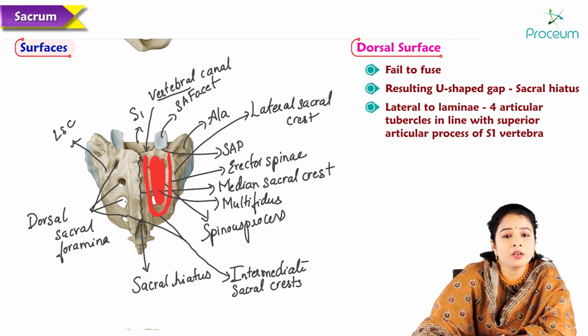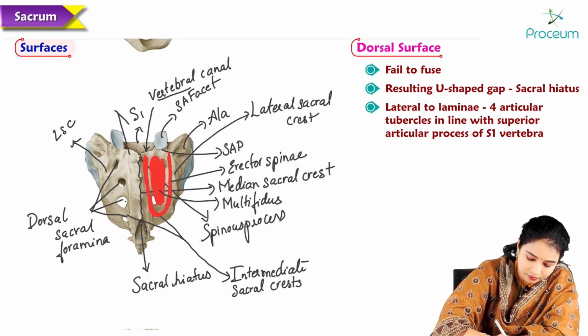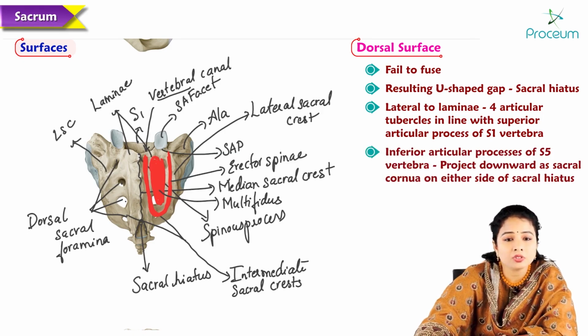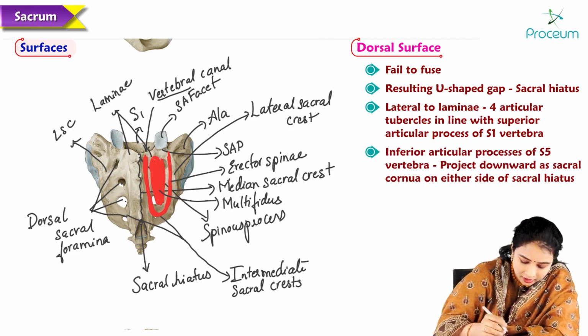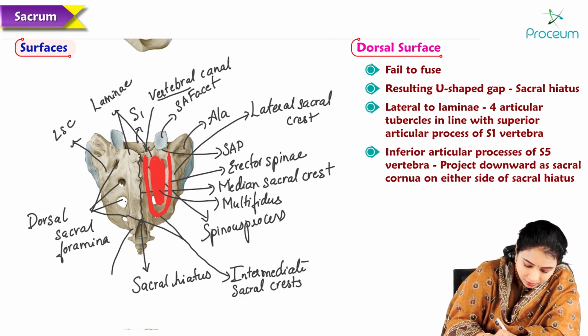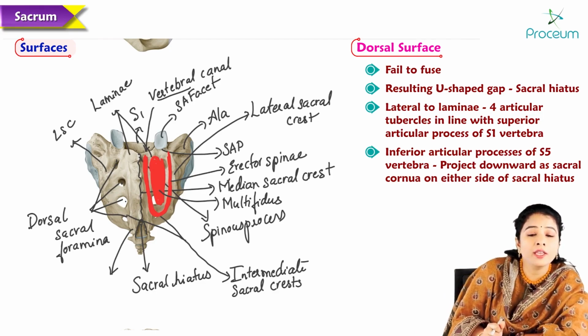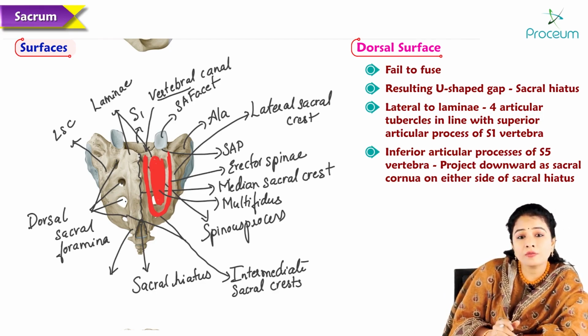Lateral to the lamina are the 4 articular tubercles in line with the superior articulating process of the first sacral vertebra. The inferior articulating process of the 5th sacral vertebra projects downwards as a sacral cornu on either side of the sacral hiatus. So on either side of the sacral hiatus, the projections are called sacral cornua or horns, which are nothing but modifications of the inferior articulating process of the fifth sacral vertebra.